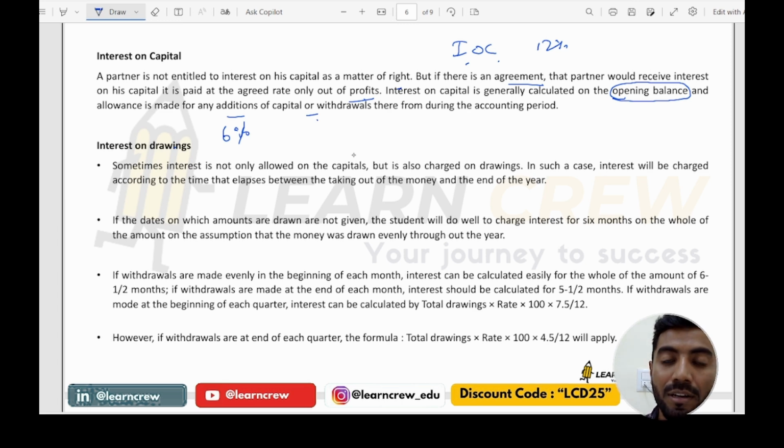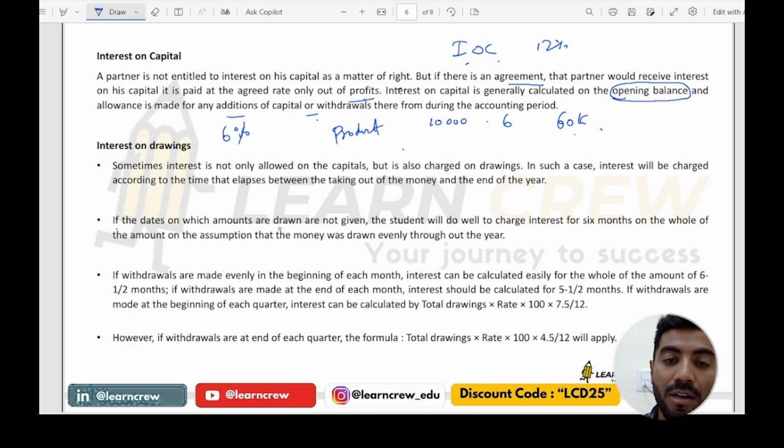Here there are different methods which are followed. There's something called the product method. Whatever amount has been withdrawn, say for example 10,000 has been withdrawn, and it is withdrawn for 6 months, then 60K will be the total product. On the 60K, the interest will be charged. So these are the various methods. I've given this from the exam point of view; we'll just discuss what is given.